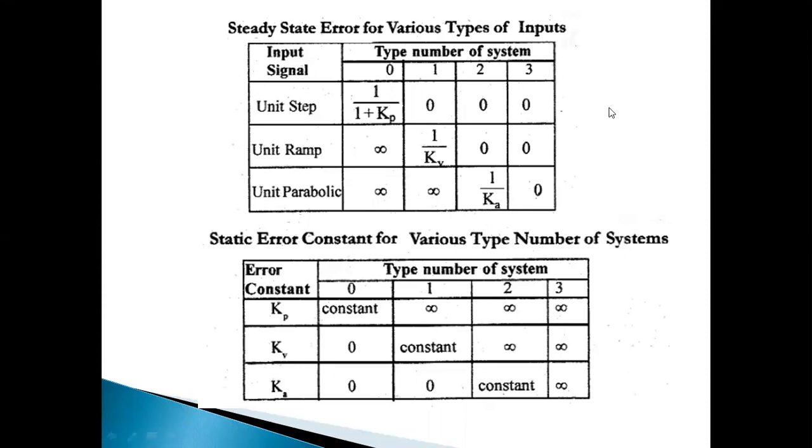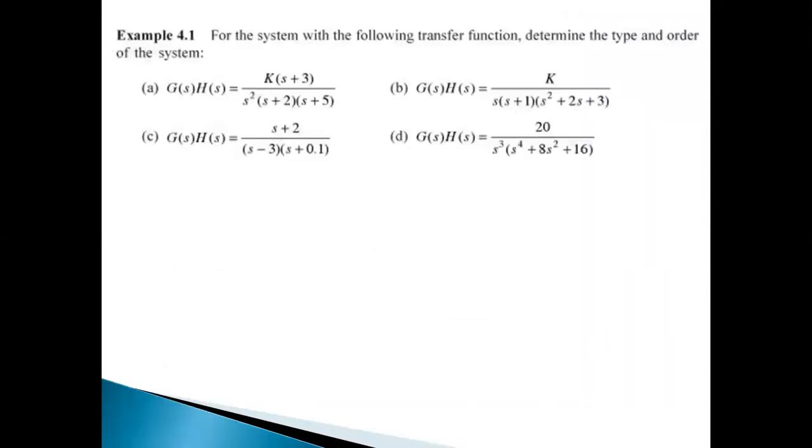Okay, so next we'll do some examples based on the formulas derived in the previous sessions. Let us take one example. This is the given: determine the type and the order of the systems.